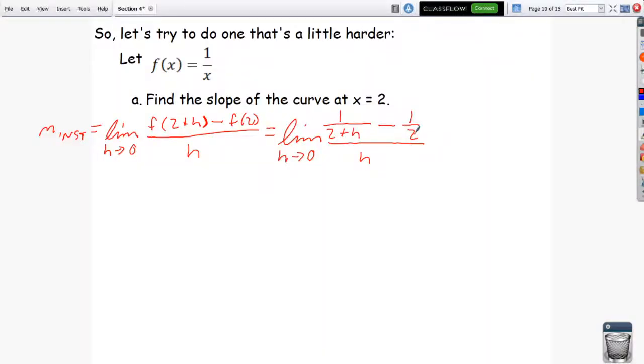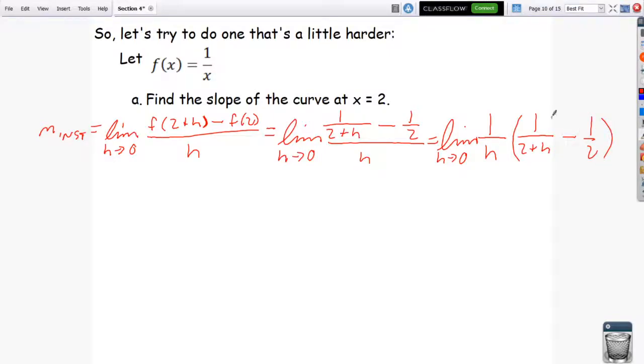So the first thing that I do, instead of divide by h, I change this into the limit as h approaches 0 of, instead of divide by h, multiply by the reciprocal of h. Times the quantity of 1 over 2 plus h minus 1/2.